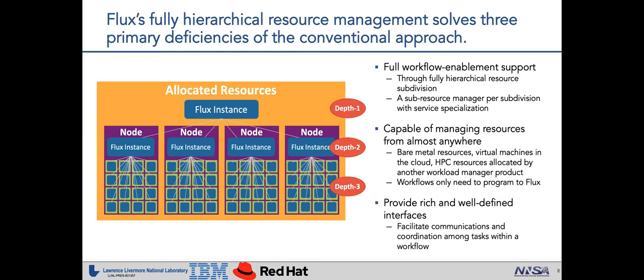Flux is fully hierarchical in terms of its architecture, and it uses this foundation to solve three primary deficiencies in the conventional RGMS approach. First, we have full workflow enablement support. Flux achieves this through resource subdivision. In the diagram at the left, you can see a top-level Flux instance, which instantiates one Flux instance per node, which then in turn instantiates lower-level Flux instances at the CPU or core level, for example. This allows a sub-resource manager per subdivision with service specialization at each level. What that really means is that you can customize the scheduler, so you can have a different scheduling algorithm at each one of these levels, for example.